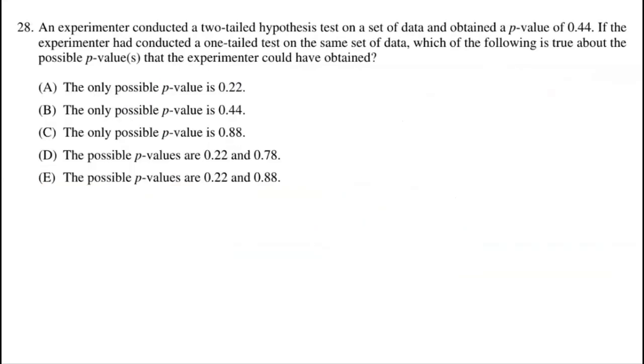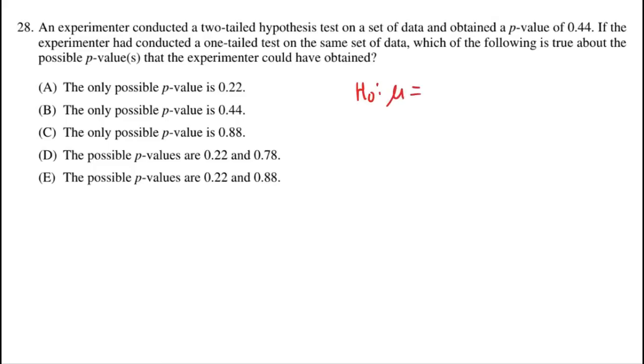All right, and this question says an experimenter conducted a 2-tailed hypothesis test on a set of data and obtained a p-value of 0.44. If the experimenter had conducted a 1-tailed test on the sample of data, which of the following is true about the possible p-values that the experimenter could have obtained? All right, now it doesn't even say if this problem dealt with means or proportions. I guess it really doesn't matter. But the idea is they did a 2-tailed test, which means that the alternative was a not equal to sign. So I'll just use the means to give an example here.